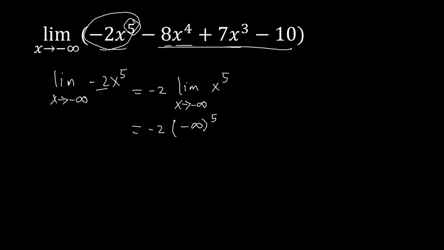Since the negative number here is raised to an odd number, that means to say that it will still be a negative. So we have negative 2 times a negative infinity. That will be a positive infinity because we have negative times negative. So that is how you get the limits at infinity when you've got a polynomial.